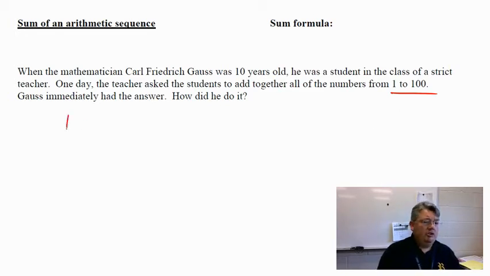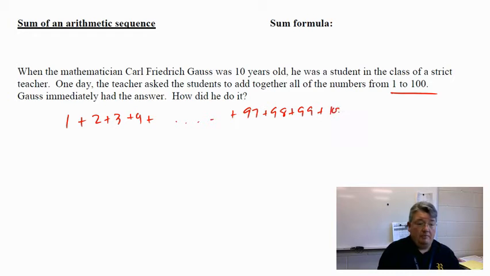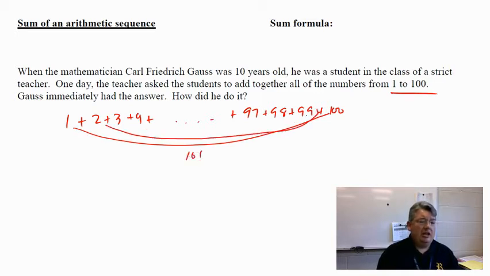How do you do it? Well, check this out. 1 plus 2 plus 3 plus 4 plus, let's go, 97 plus 98. You added all these things together really quick in your head. Check this out. If I add 1 plus 100, I get 101. If I add 2 plus 99, I get 101. If I add 3 plus 98, I get 101. 4 plus 97, I get 101.